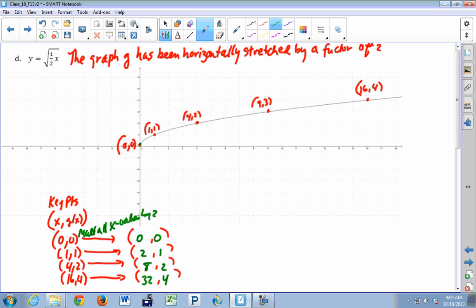2, 1. So you see, I'm right at the same height. Look, I'm at the same height, but now I'm at 2, because once I take half of 2, I get the square root of 1. And then 8, 2. And that's good because I can't go out. So you just follow that shape, and there you go.